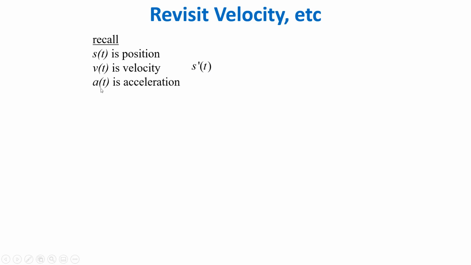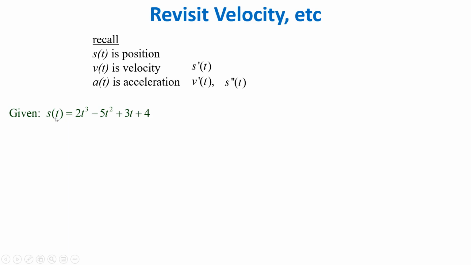Now, revisiting velocity, acceleration, and position, remembering that s of t is position, v of t is velocity. Velocity is also the derivative of position, s prime of t. A of t is acceleration and can also be considered v prime of t and also s double prime of t.